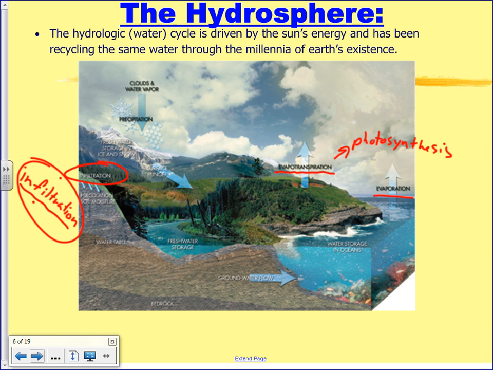So you've got infiltration and you've got runoff. Runoff is always gravity driven, so it's always going downhill and towards what? Yeah, the lowest points on the Earth's surface, the oceans, lakes, things like that. Places where it can catch. And then once it gets in there, the cycle can start again.